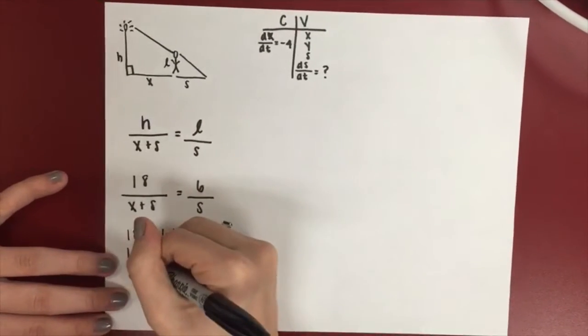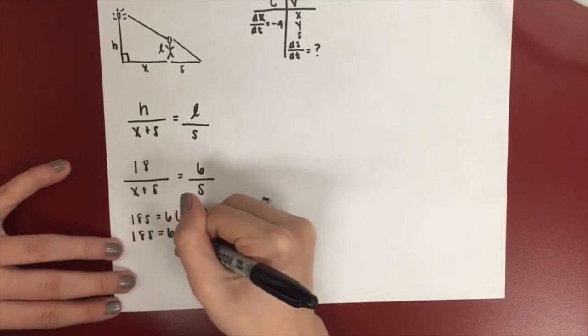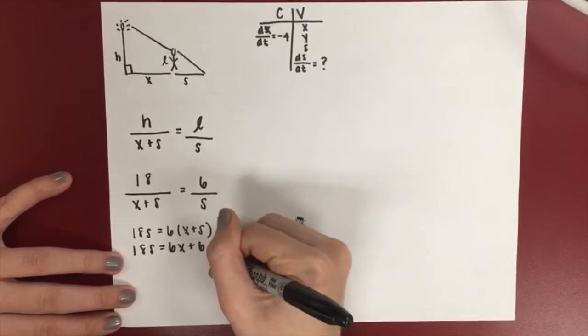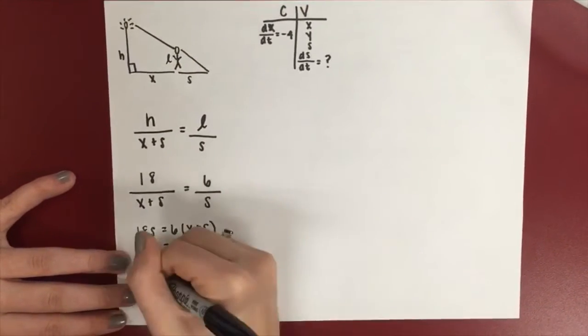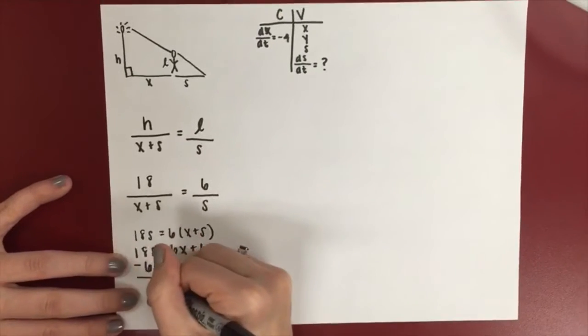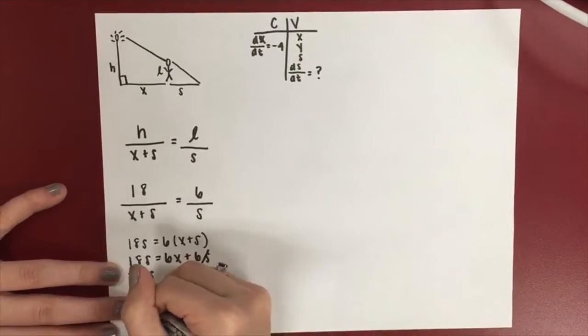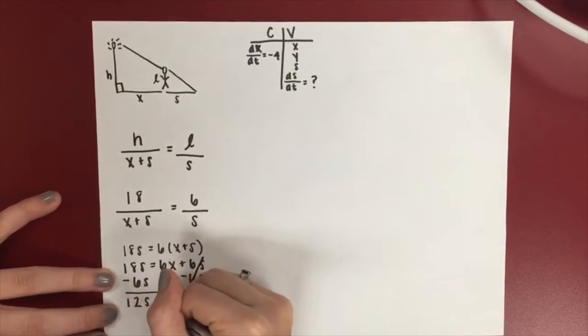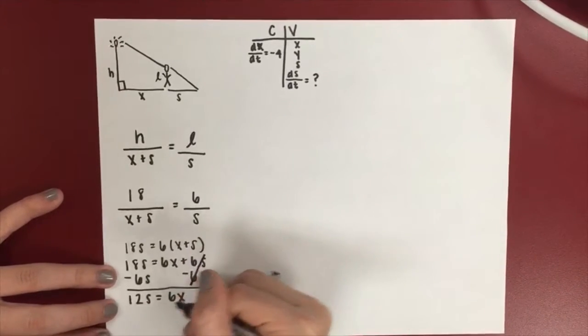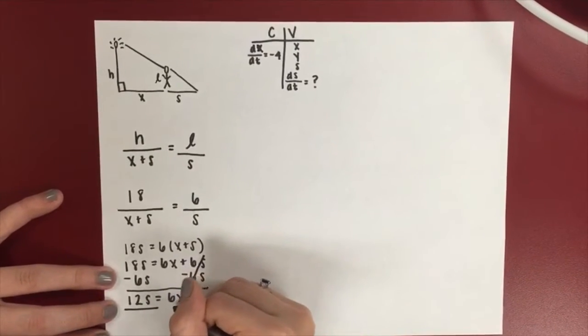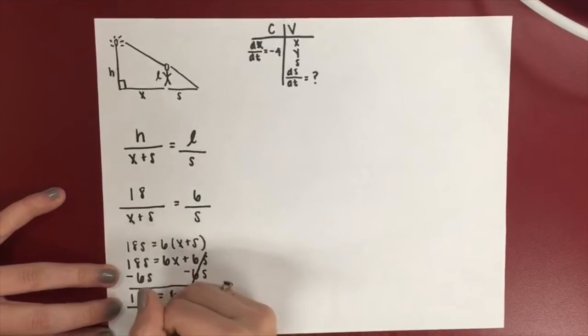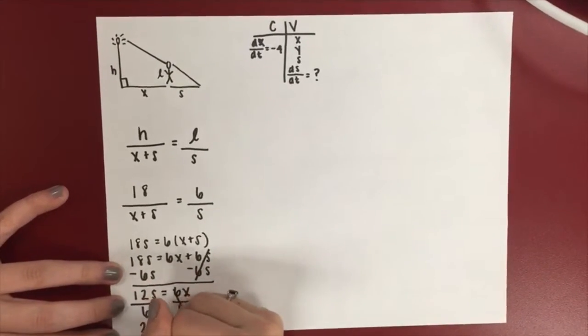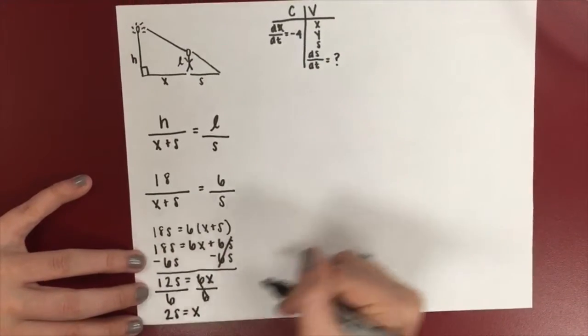To solve, you can then cross multiply to get rid of the fraction. On the right side of the equation, you factor in the 6 and you get 6x plus 6s. You then subtract 6s from both sides to get the same variables on each side. Then you divide out the 6 from both sides and you're left with 2s equals x.